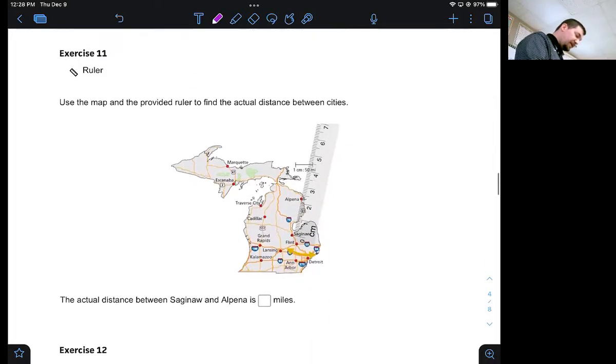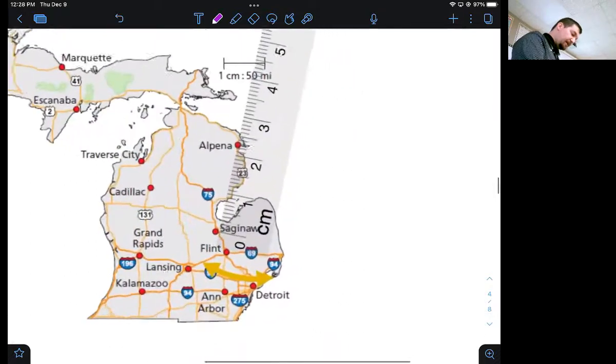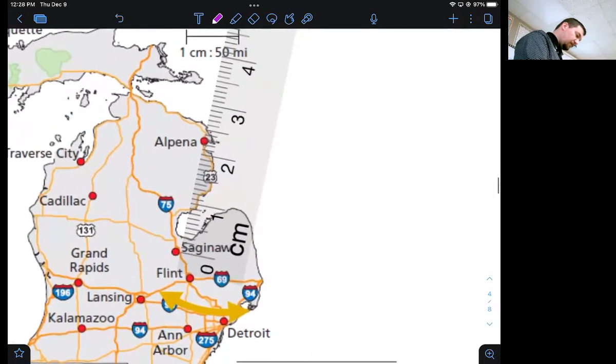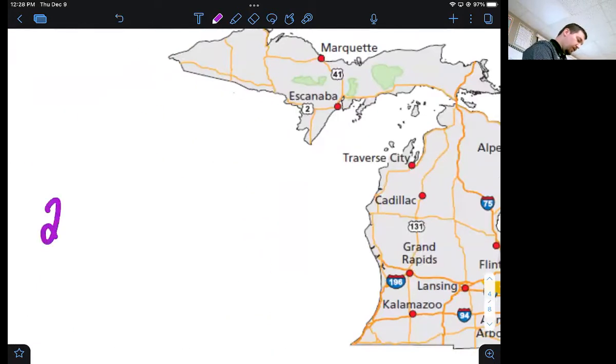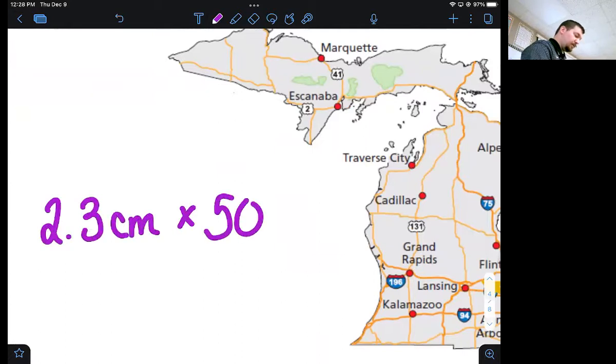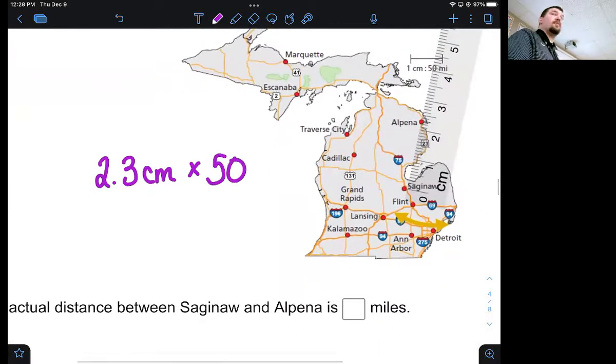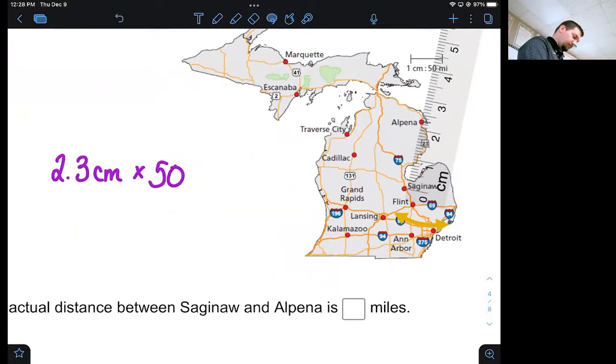Number 11, the distance between Saginaw and Alpena. What would you say that distance is, Maddox? On the ruler? 2.3. Okay. So 2.3 centimeters. Of course, each centimeter is 50 miles. What's 2.3 times 50, Maddox? 100, no.